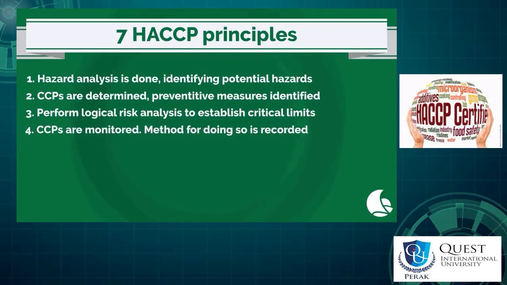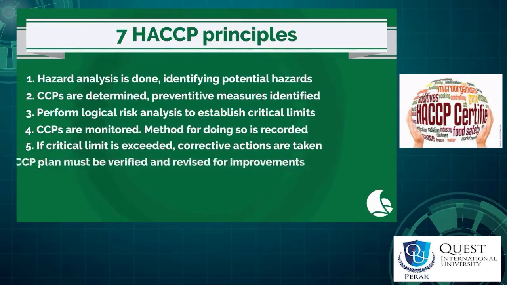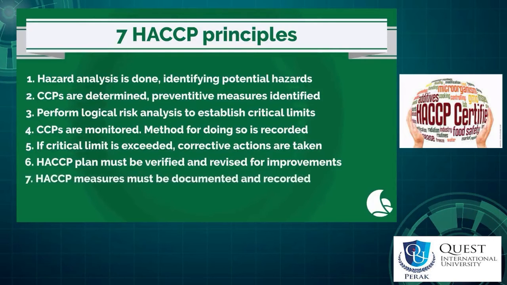4. Critical control points are monitored. The method for doing so must be recorded. 5. If a critical limit is exceeded, corrective actions must be taken to identify and solve the problem to ensure it does not happen again. 6. At this point, the HACCP plan must be verified and revised for improvements. Is the plan modernized? Does it ensure the safety of food? And finally, all HACCP measures must be documented and recorded so health inspectors or auditors can easily access them.